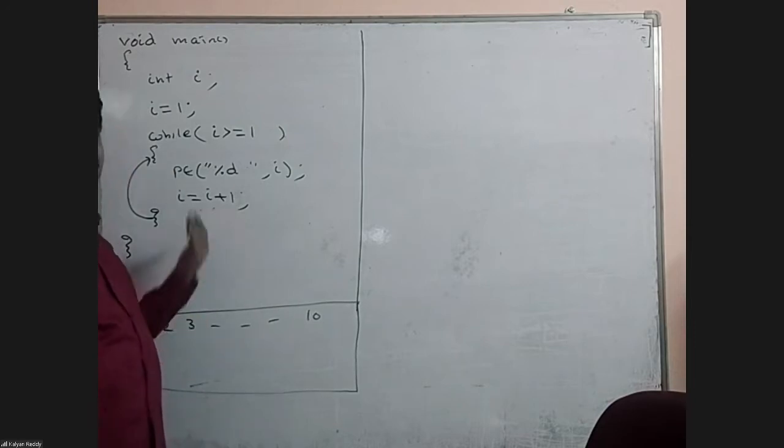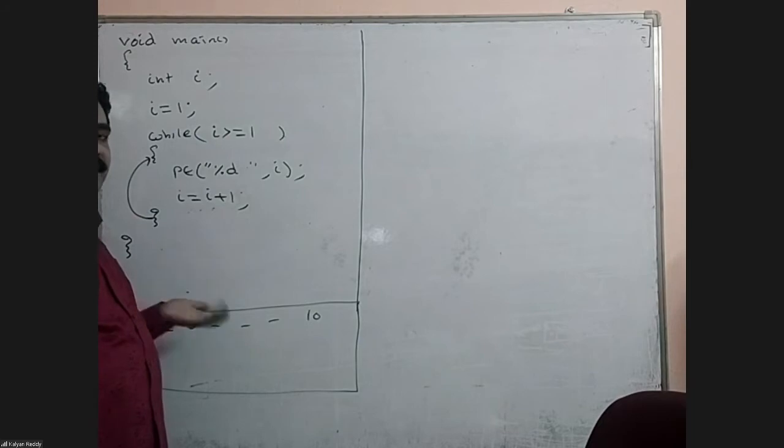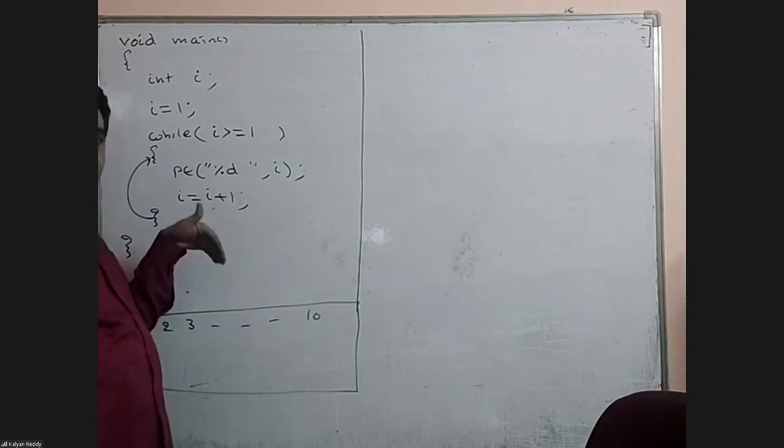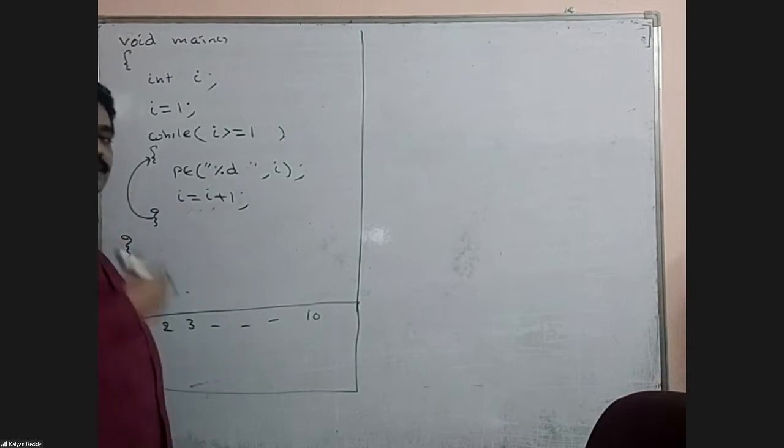Check. 1 greater than or equal to 1, true, come inside, 1 printed. Next, 2 greater than or equal to 1, come inside, 2 printed. 3, 4, 5, 6, 7, 8, 9, 10. 11 greater than or equal to 1, true, come inside, 11 printed. 12 greater than or equal to 1, true. 13, 14, 15, it goes on.